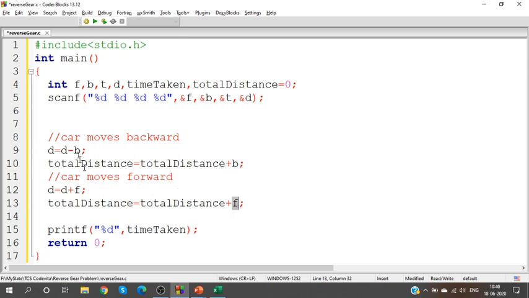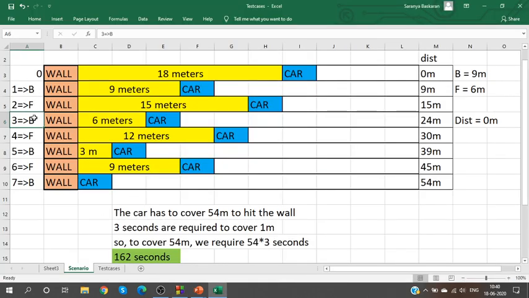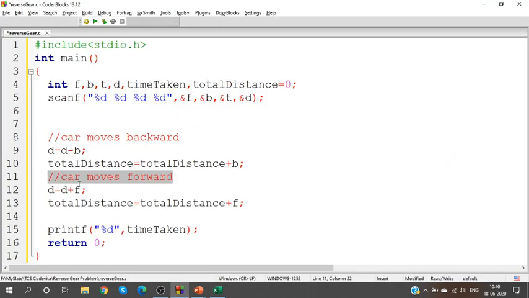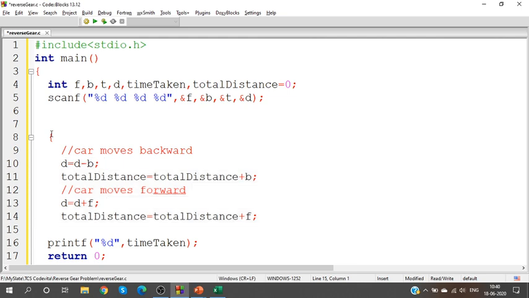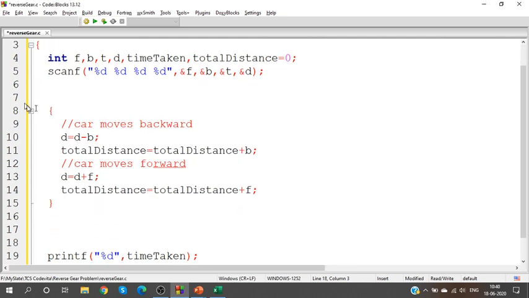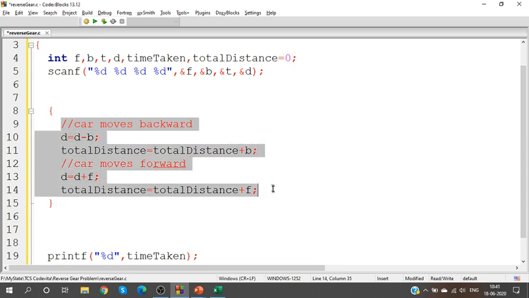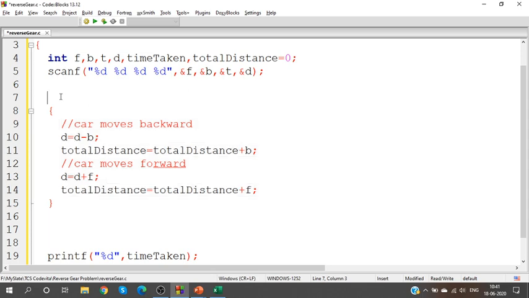So now what happens? First it moves backward, then it moves forward. Again, after moving backward and forward, in the third step, it will move backward again. Clear? So it will go back and repeat the same process. Moving forward and backward will be repeated. First it moves backward, we have the distance. Then it moves forward, we have the distance. This is going to be repeated, so a loop. You can use a for loop or a while loop, that is up to you. No compulsion at all.